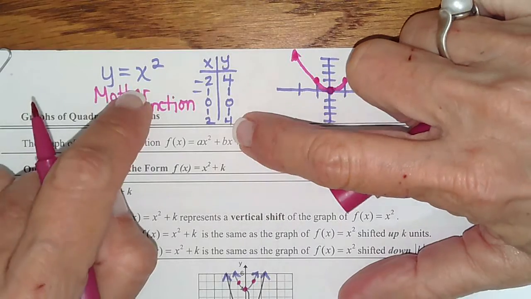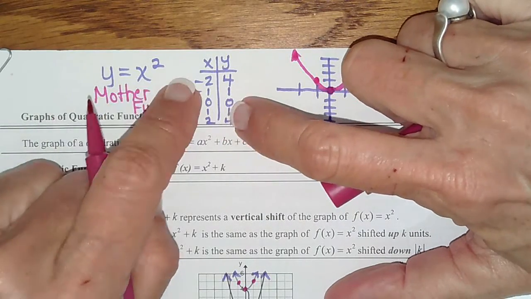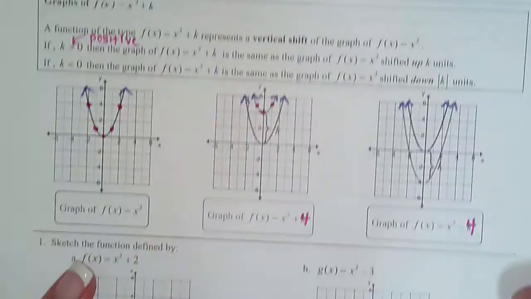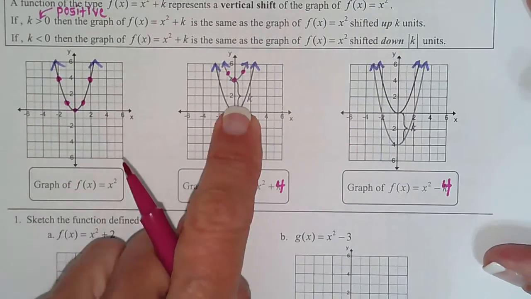And remember, it's not really memorizing. Put 0 in, you get 0. Put 1 in, you get 1. Put 2 in, when you square it, you get 4. So it's not really memorizing, but having those in your head is going to help you draw these.